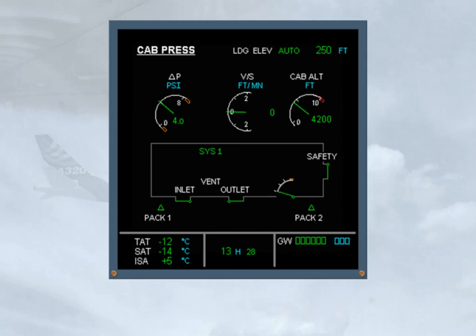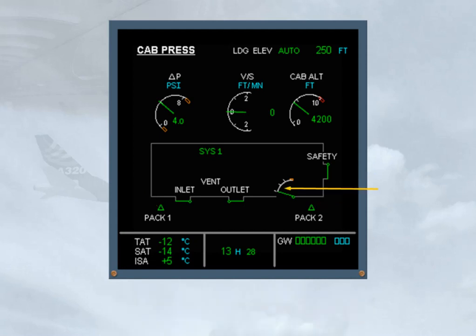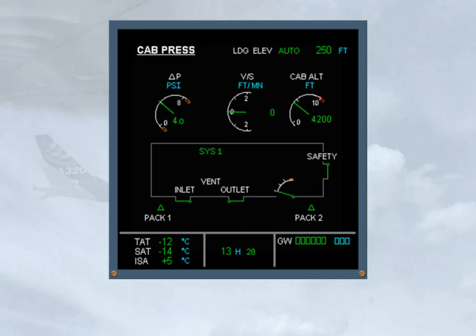Let's look at the information related to the pressurization system that is presented on the cab press page. The pack indication is displayed green when the related pack is on. The outflow valve position can be monitored and the system controller in use is shown. There is a single indication for the safety valves. We will look at how this indication changes later in the module.